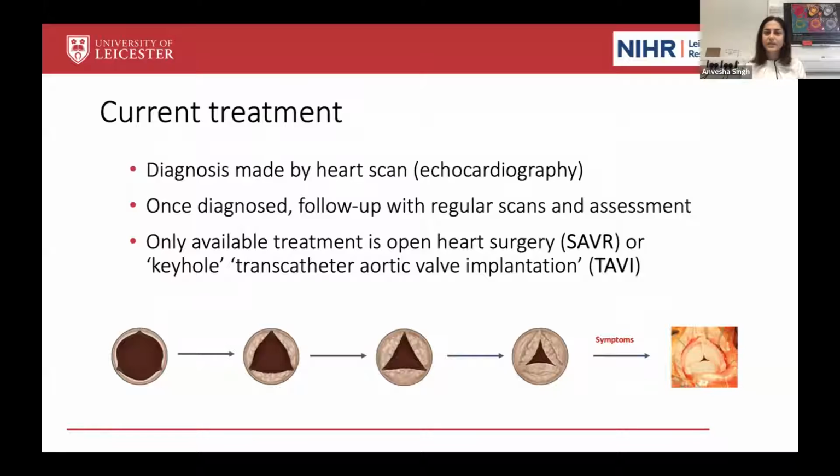Once people are diagnosed, they then remain under follow-up, usually in outpatient clinics with possibly annual echocardiograms and also monitoring for symptoms. And current guidelines recommend treatment only once people become symptomatic. And the only available treatment at present is to replace the valve, either through open heart surgery, known as surgical aortic valve replacement, or more recently, keyhole transcatheter aortic valve implantation, known as TAVI.